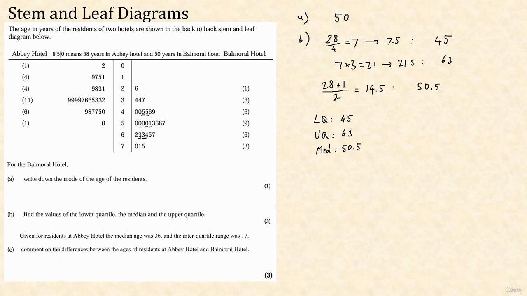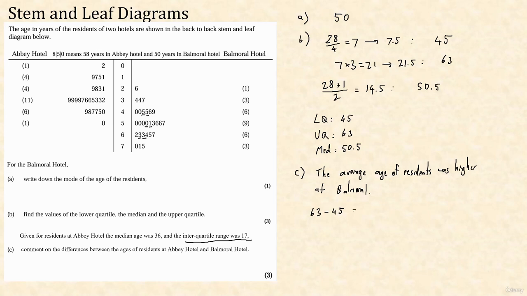So when you want to make these comments, if they don't tell you what to comment on, you want to comment on the average and a comment on the spread. So the average is straightforward because the median age of Balmoral was 50.5 and at Abbey it was 36. So we say the average age of residence was higher at Balmoral. Now we want to comment on the spread. Now we have the interquartile range for Abbey, but we don't yet have it for Balmoral, so we'll just work it out. So at Balmoral, we can do the upper quartile minus the lower quartile, which is 18.